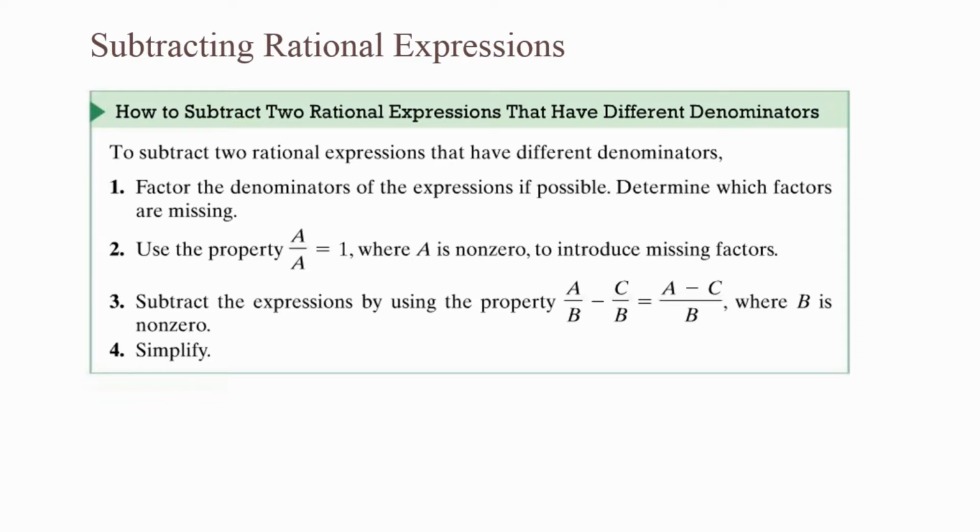Subtracting rational expressions. To subtract two rational expressions that have different denominators, 1. Factor the denominators of the expressions if possible. Determine which factors are missing. 2. Use the property a over a equals 1, where a is non-zero, to introduce missing factors. 3. Subtract the expression by using the property a divided by b minus c divided by b equals a minus c divided by b, where b is non-zero. 4. Simplify.